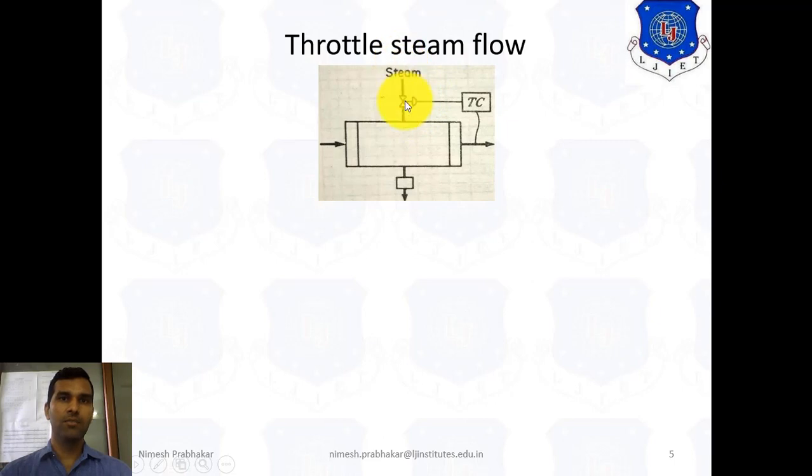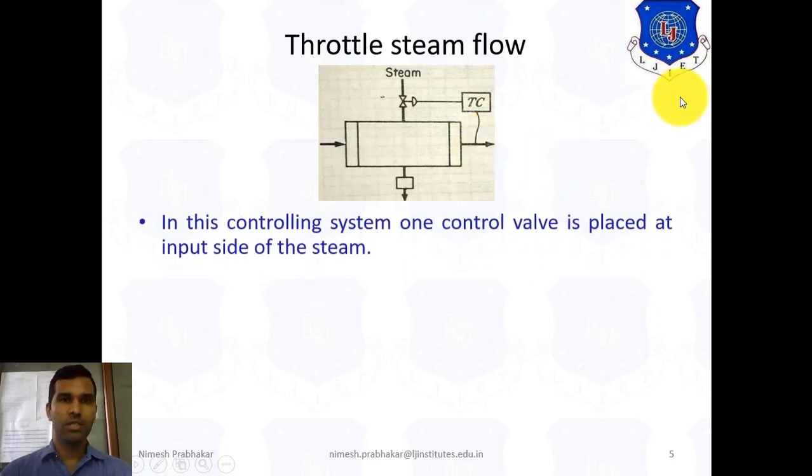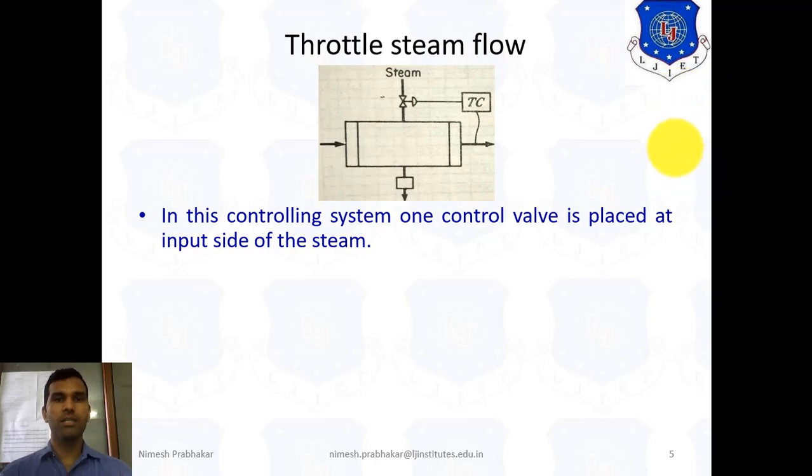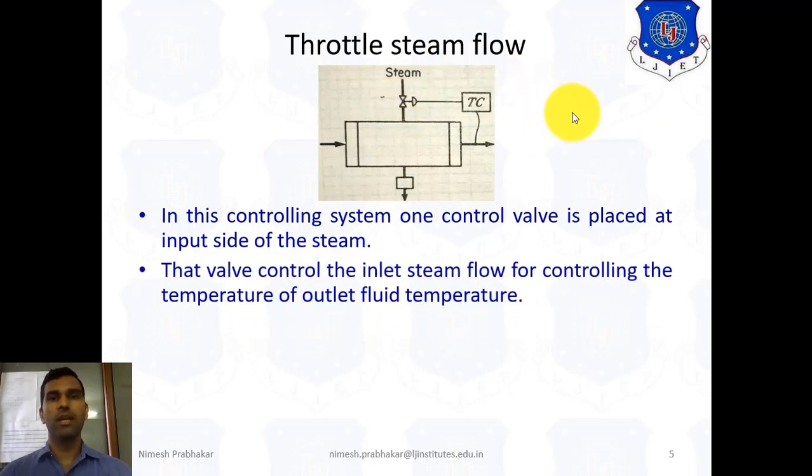This is the inlet steam flow, this is the outlet of the steam, this is the inlet flow of the fluid, and this is the outlet flow of the fluid. Our aim is to control the temperature of the outlet fluid, so we place one controller here. That controller opens and closes this valve, or in other words regulates the flow of steam using this valve, and controls this temperature. So in this control system, one control valve is placed at the input side of the steam, and that valve controls the inlet flow for controlling the outlet fluid temperature.